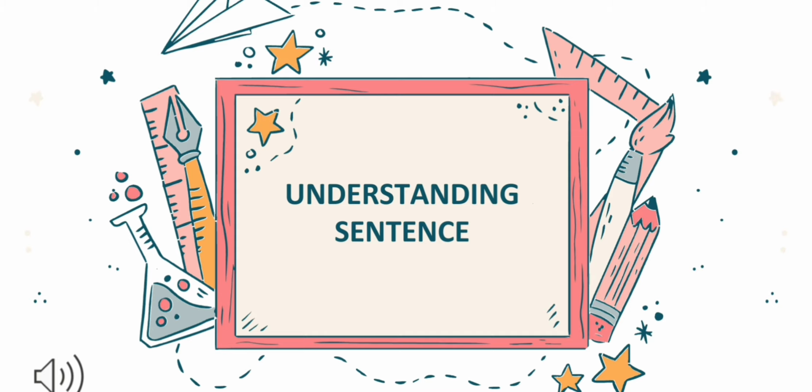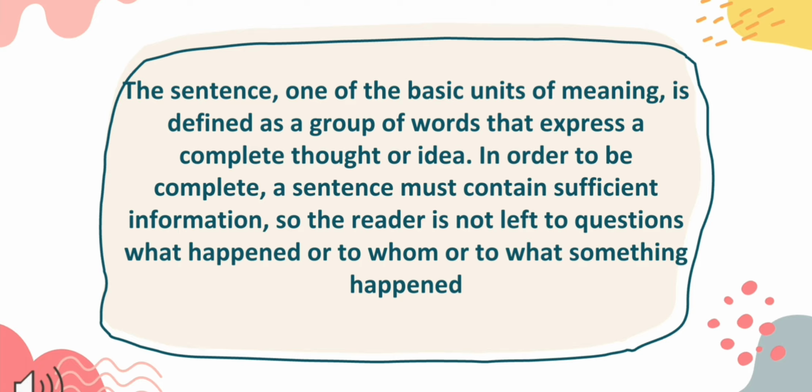Next, understanding sentences. The sentence, one of the basic units of meaning, is defined as a group of words that express a complete thought or idea. In order to be complete, a sentence must contain sufficient information so the reader is not left to question what happened, or to whom or to what something happened.